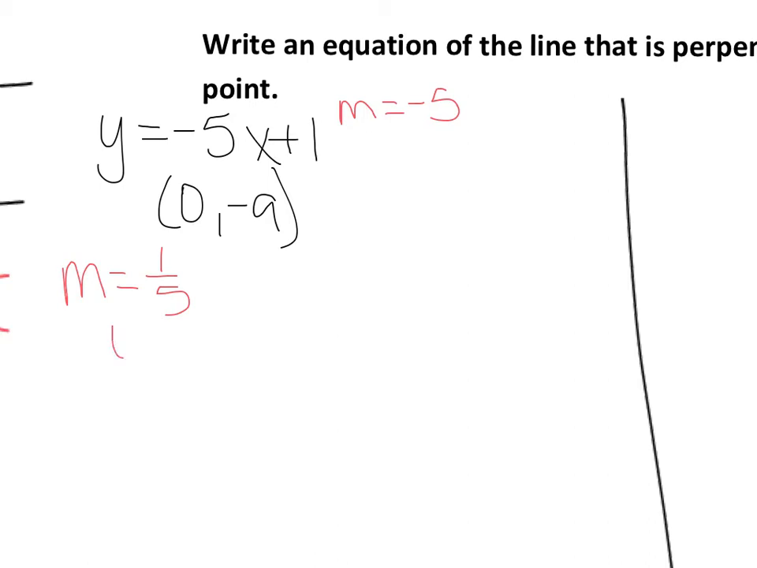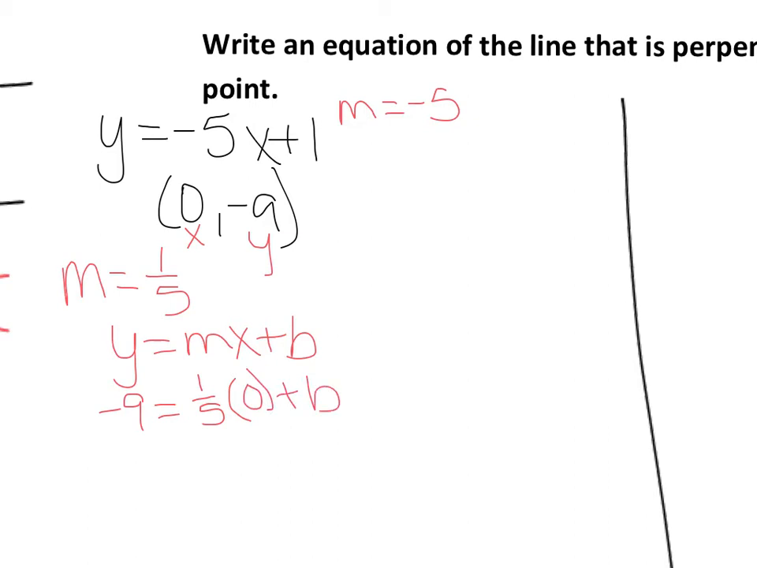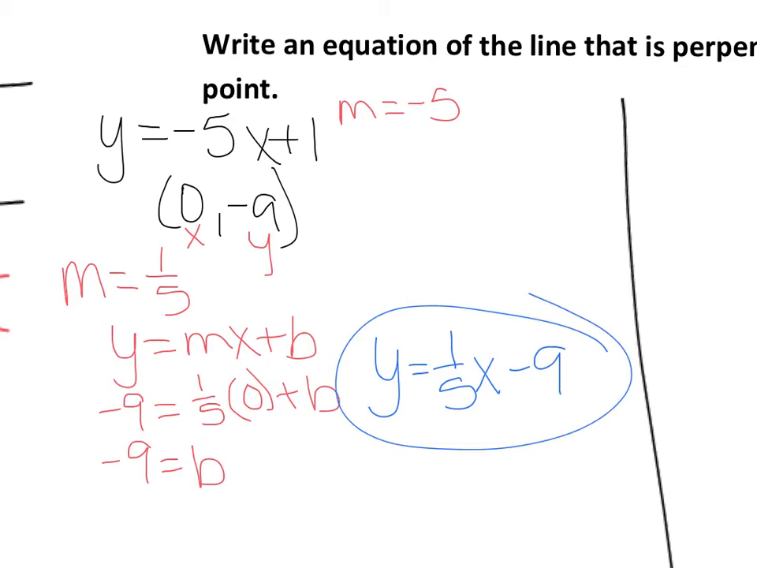And then we're going to find the y-intercept the exact same way we did before. I have an x, I have a y, and I have my slope. So plug -9 in for y, 1/5 in for m, 0 in for x, solve for b. So b equals -9. So my equation should be y equals 1/5 x minus 9.